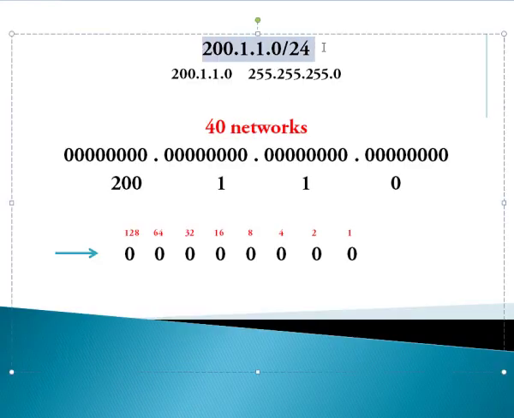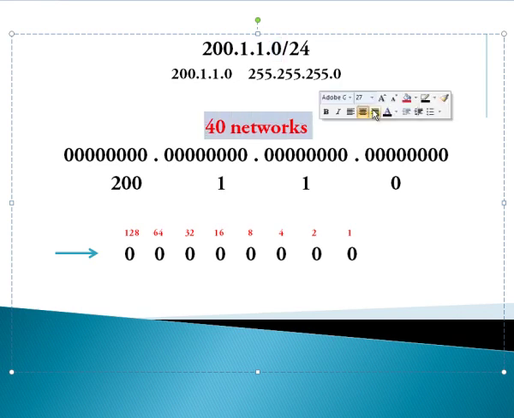Let's say somebody gives you an IP address 200.11.0. That's a class C address, and it's a private address. You cannot change the first 3 figures. That was given to us by our internet service provider, and we cannot change it. We can only change the last octet to create our 40 networks. And here is how it goes.